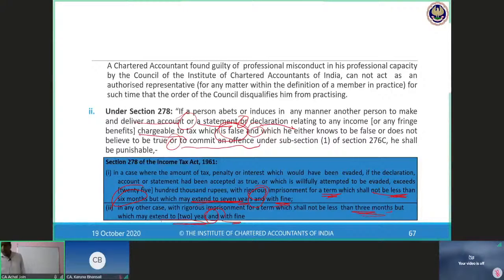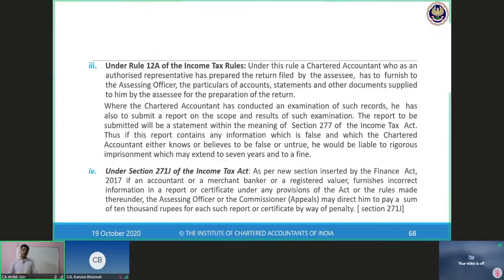Moving on to the next provision of the income tax, that is Rule 12A. Under this rule, a chartered accountant who, as an authorized representative, has prepared the return filed by the assessee, has to furnish to the assessing officer the particulars of accounts, statements, and other documents supplied to him by the assessee for the preparation of the return. Now this is very, very important.